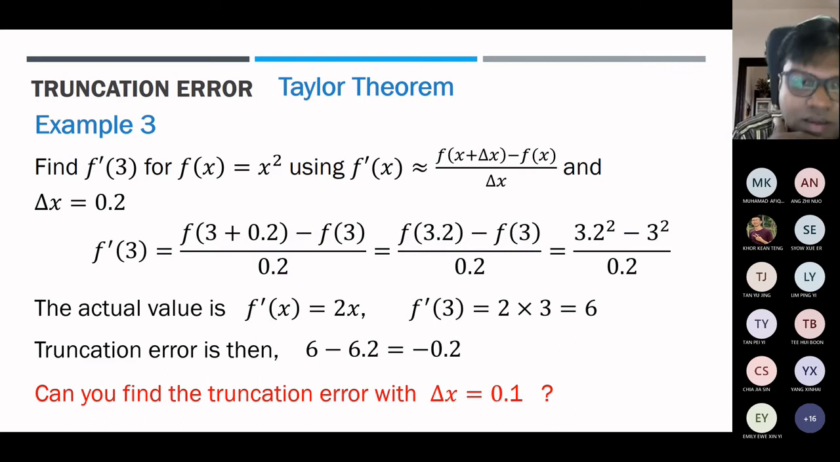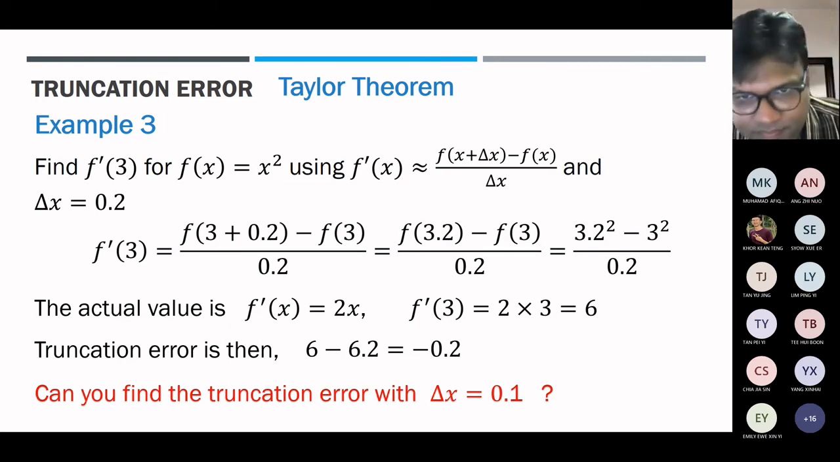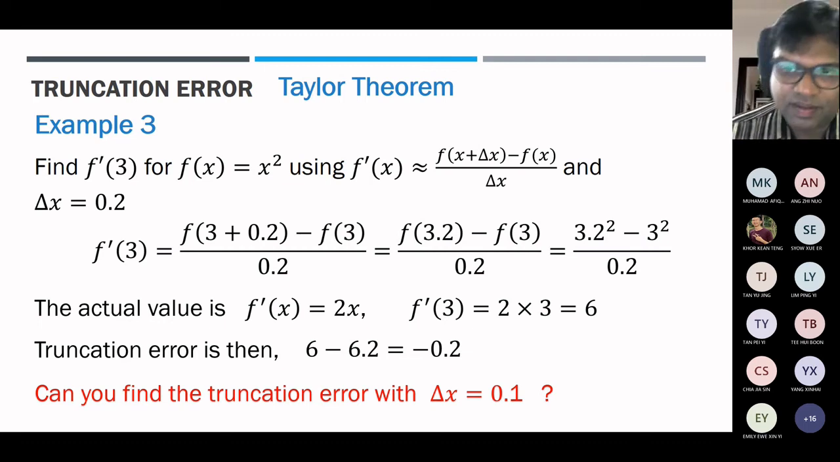Okay. Afiq got minus 0.1. Who else? Okay, Nurul got minus 0.1 as well. All right. So that means most of you know how to do it now. Glad to know that. Thank you, guys.